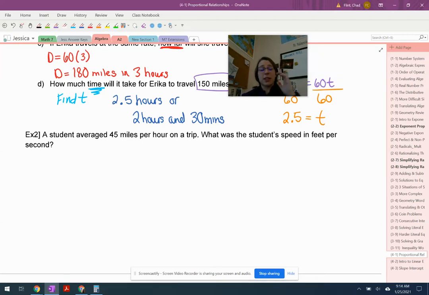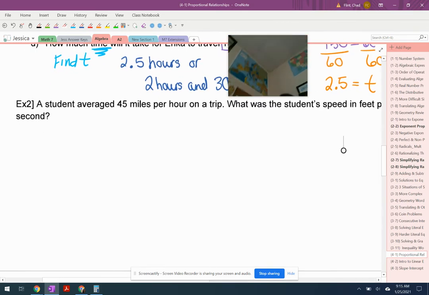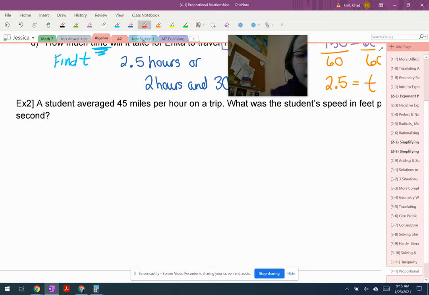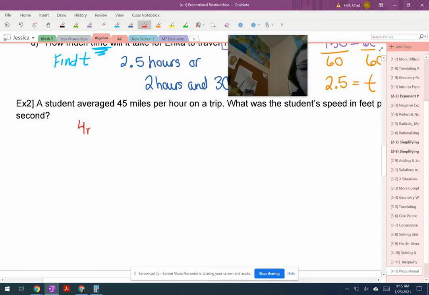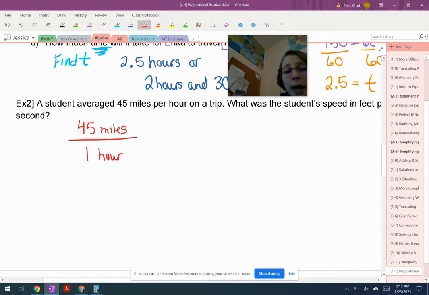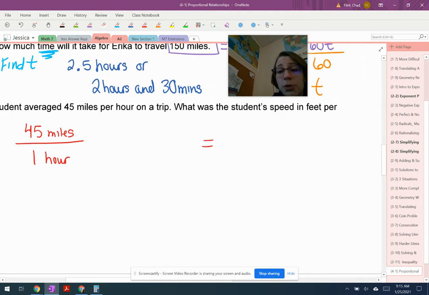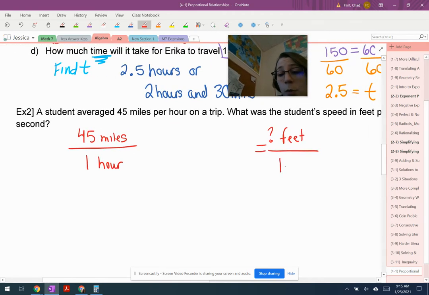All right, so we're looking at the last example here for 4-1 in algebra. A student averaged 45 miles per hour on a trip. What was the student's speed in feet per second? Okay, so starting off, I have 45 miles per 1 hour. I need to get that to be equal to how many feet per 1 second.